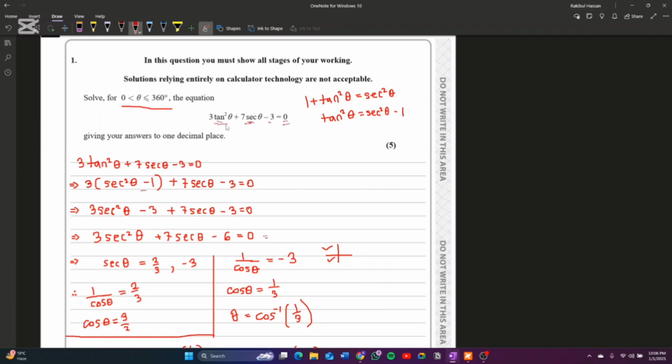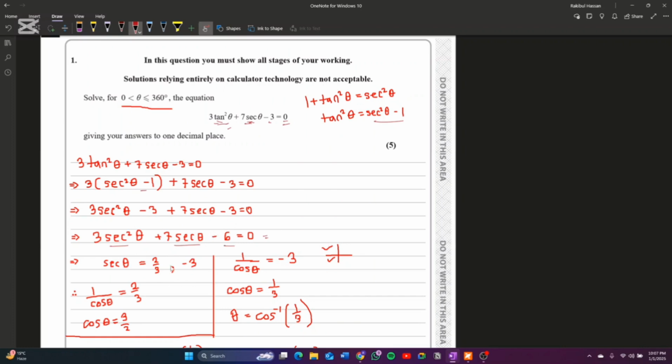So we can convert the tan square theta using the identity that we learned, that 1 plus tan square theta equals sec square theta. This gives us tan square theta equals sec square theta minus 1. We put this in place of the tan square theta, and after some simplifications, we get to this equation, which is a simple quadratic equation.